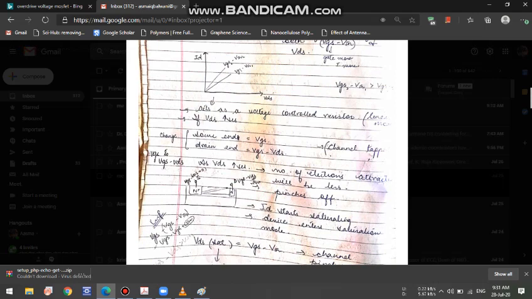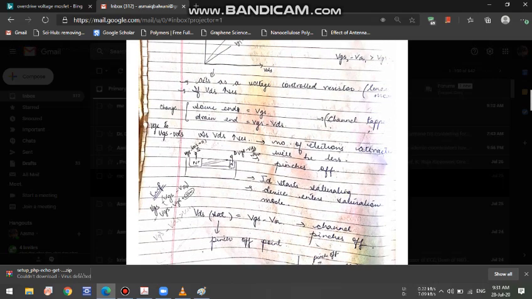Now we have another very important concept which is called channel length modulation. Channel length modulation is to be taken in detail when we are studying the second order effects of MOSFET, but let's just give you a brief idea over here. Okay, take the source end into consideration.